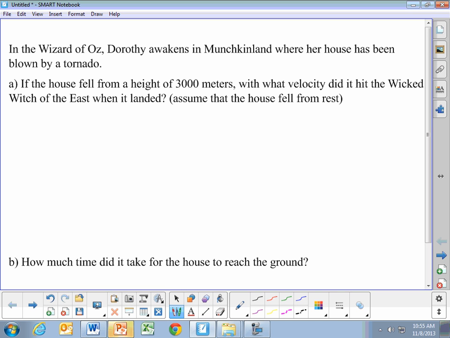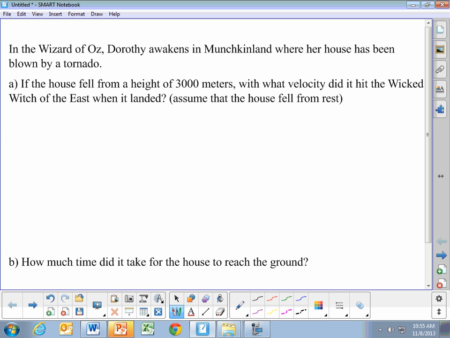So in this first problem, we have the Wizard of Oz. We have a house dropped on the Wicked Witch of the East. And so we had the house picked up by the tornado. We're going to assume that the house falls from rest. So the initial velocity of the house is going to be 0. So if the house fell from rest from a height of 3,000 meters, we want to find the velocity that it had when it hit the Wicked Witch of the East.